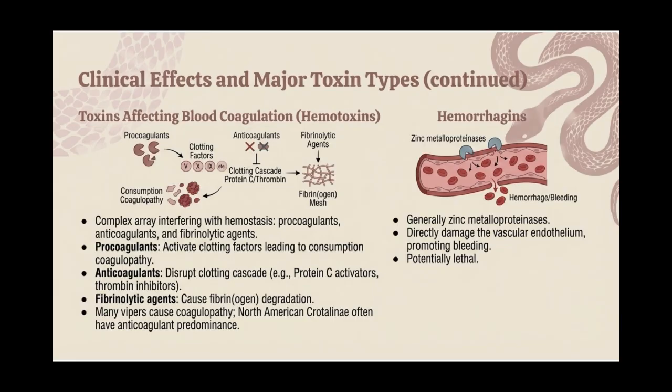Anticoagulants, including proteins that activate protein C, factors 9 and 10, thrombin inhibitors, and certain phospholipase A2 enzymes, disrupt the clotting cascade, preventing proper blood coagulation. Fibrinolytic agents promote the breakdown of fibrin or fibrinogen or activate plasminogen, leading to the dissolution of blood clots. Many viper species produce toxins that affect blood coagulation, often resulting in coagulopathy and hemorrhage. In contrast, only a few species of elapid snakes, mainly those found in Australia and New Guinea, cause similar effects.